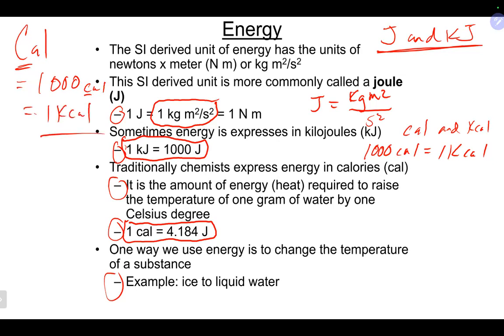So kilocalories and nutritional calories are obviously used in nutrition and exercise, but they do pop up occasionally. So there is a difference. If you do see a capital C calorie, it's actually 1,000 of the little guys, the little c's. So there's a difference in terms of value of those two things. Any questions on that?